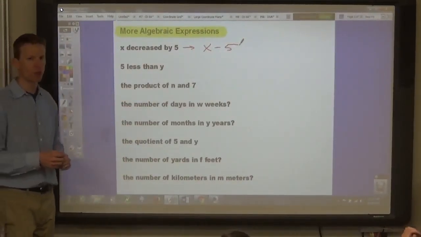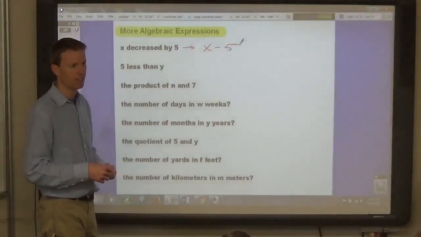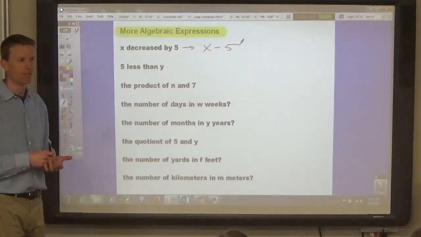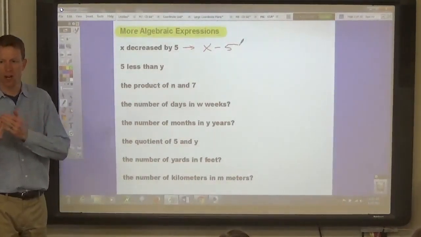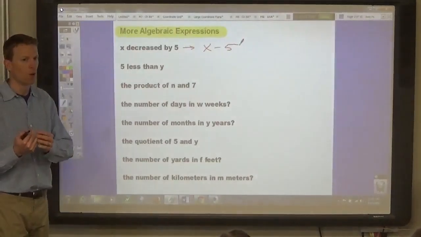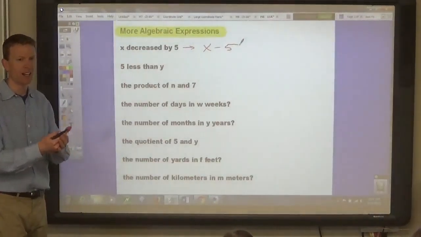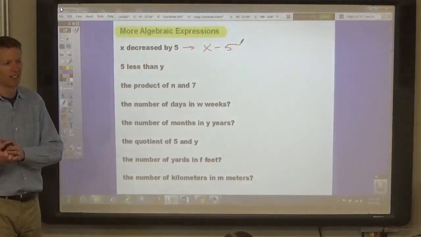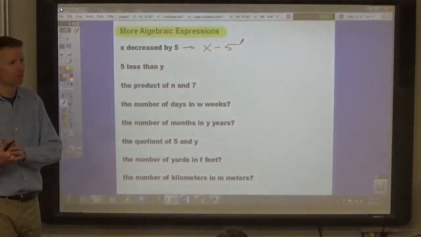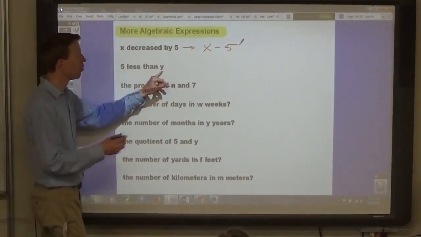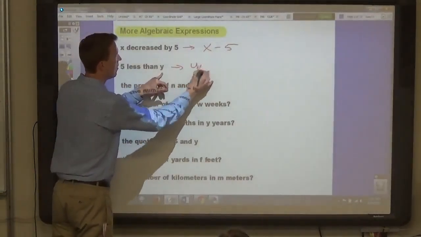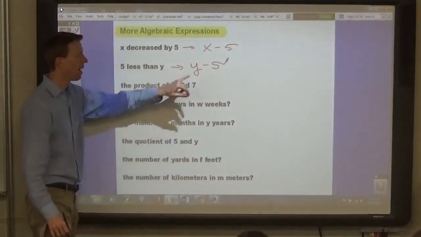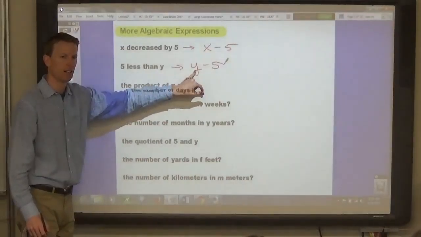So this is also subtraction. All right? Just y. So are we starting with 5 and taking away y? Or starting with y and finding 5 less? Daria? Yeah, we're starting with y and finding 5 less. 5 less than y.